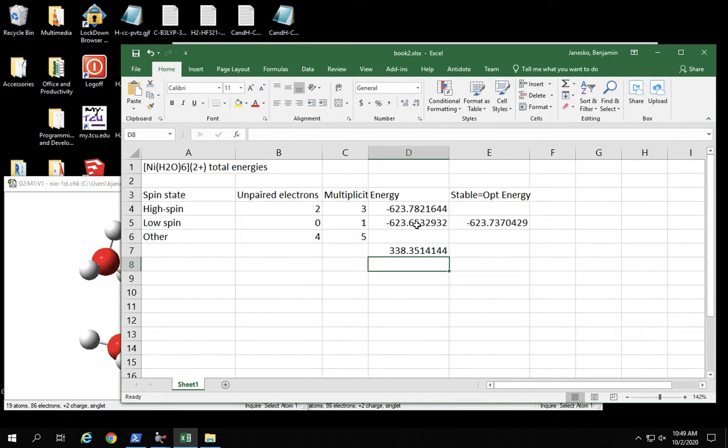What's my high spin to low spin gap? Before I did the stability analysis, my gap between high spin and low spin states was 338 kilojoules per mole. After I do that, it goes down to 118, so a pretty substantial difference. We're still predicting in this case that the complex is a high spin complex, but the difference between high spin and low spin states is a lot smaller than we would have expected. Now, how do we get that to happen?